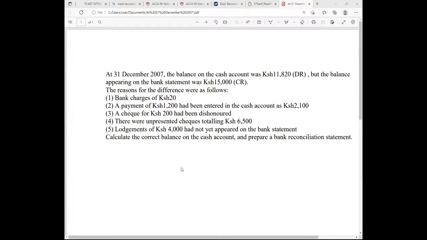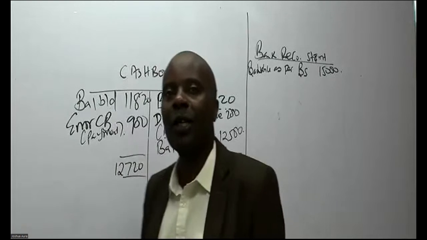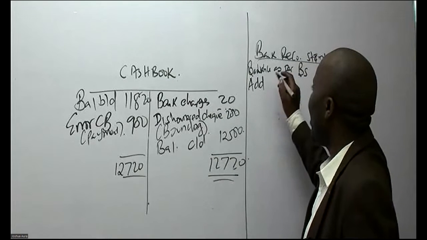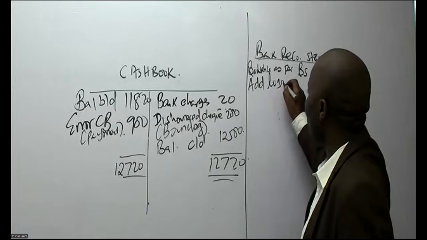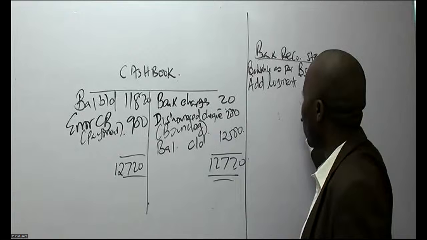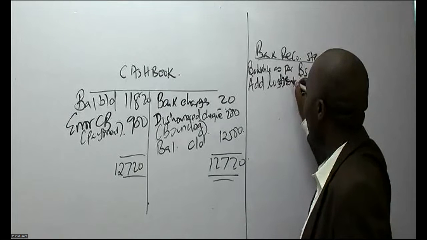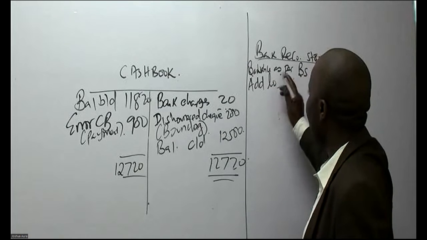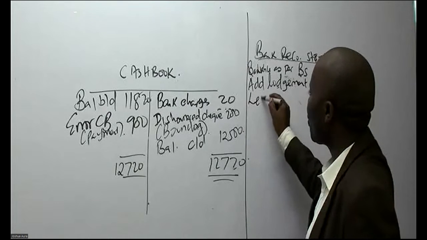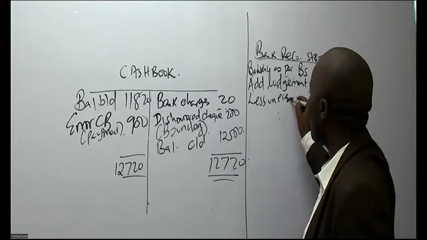15,000. Now, ladies and gentlemen, after that, the next thing I'm supposed to be doing, I know straight away, once I have this figure, what I'm supposed to be thinking about. I'll come here and add any unrecorded lodgements. Any unrecorded lodgements will be added here, and then we less any unpresented checks.